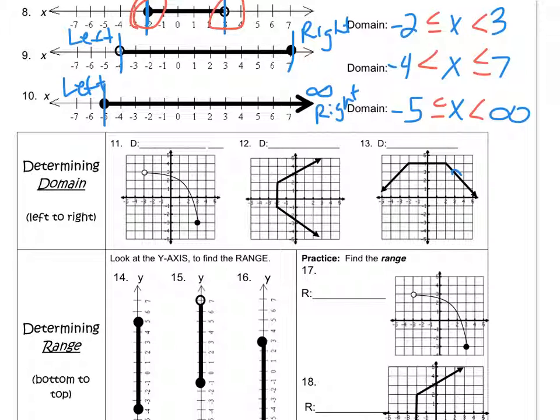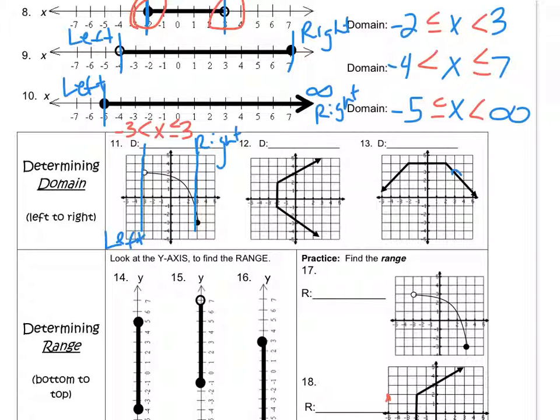So on number 11, first thing I'm going to do, I'm going to draw my line on the left, and I'm going to draw my line on the right. I'm going to write left, and I'm going to write right. Okay, so my number on the left is -3. My number on the right is +3. I'm still dealing with domain, so that's an X. My left number is an open circle, so that's just a less than. And my right is a closed circle, so less than or equal to. And that's my domain.